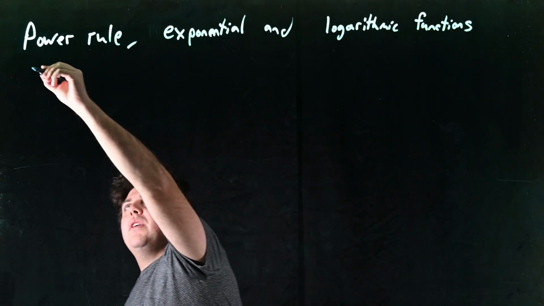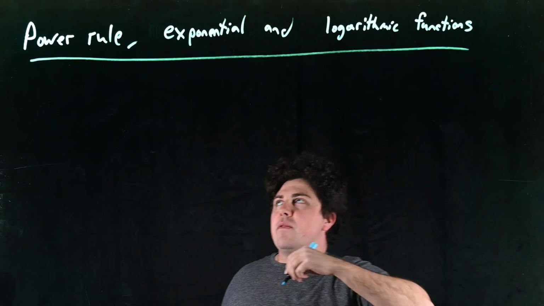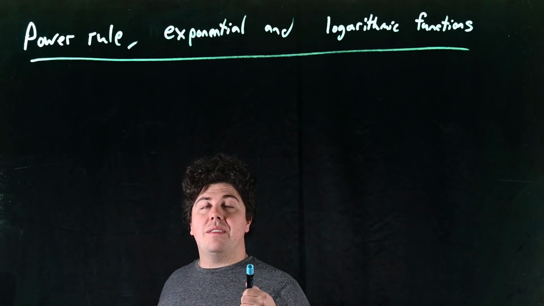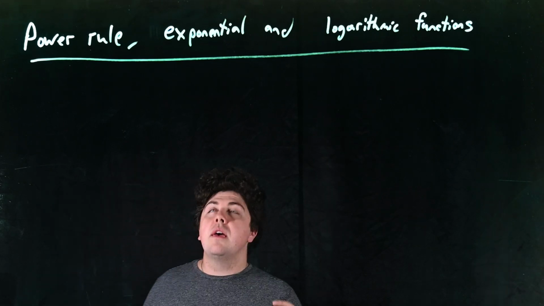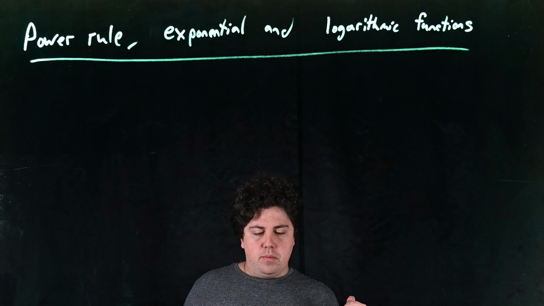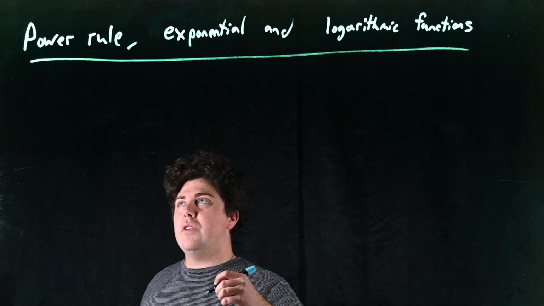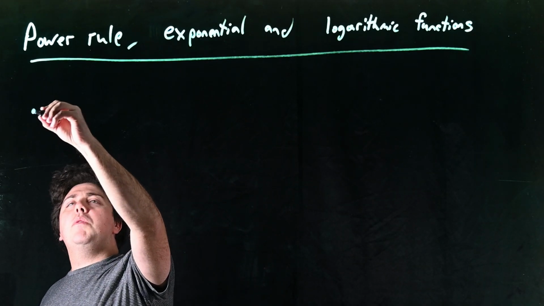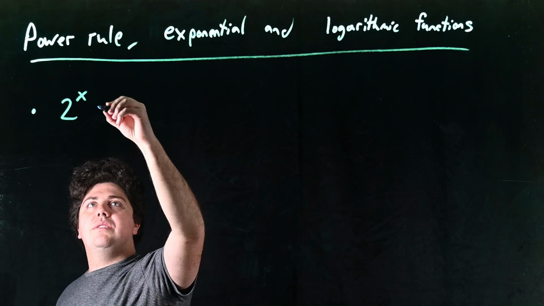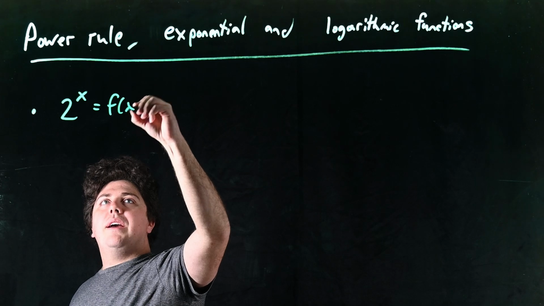So you may be thinking, well, haven't we already covered the power rule for polynomials, and haven't we already covered e to the x and ln x? Well, yes, but let's talk about a couple of other similar cases that we can do. So let's, for example, talk about the following. Let's say we want to have the function 2 to the x. So let's say this is our f of x.